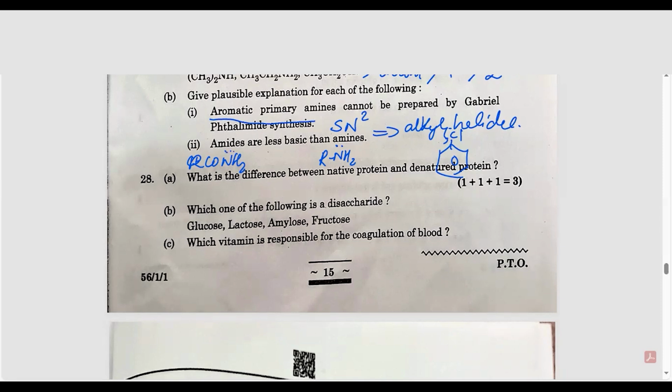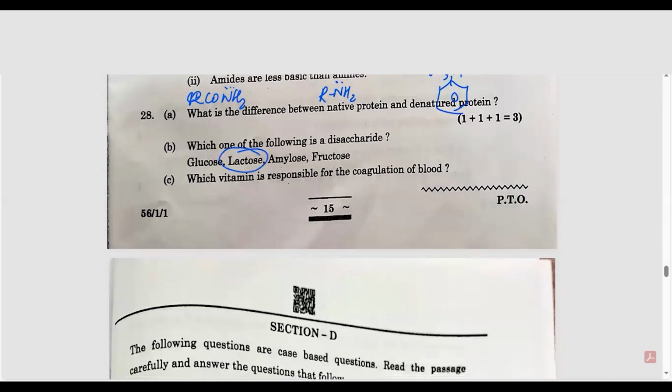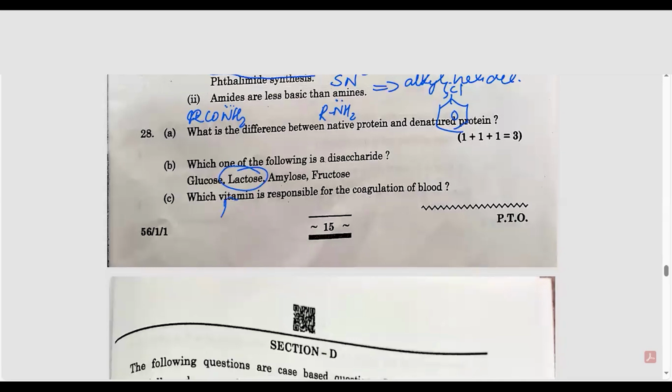Next question: what is the difference between a native protein and a denatured protein? Native proteins are in the normal three-dimensional shape. Denatured means they have lost the three-dimensional shape and their biological activity. That is the difference. Which of the following is a disaccharide? Lactose is a disaccharide. And which vitamin is responsible for coagulation of blood? Yes, it is fibrinogen.